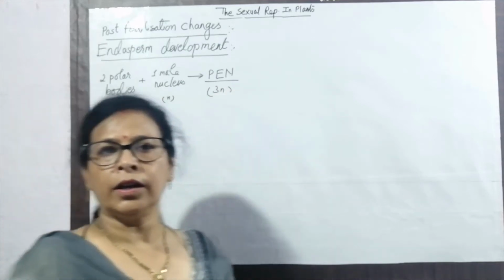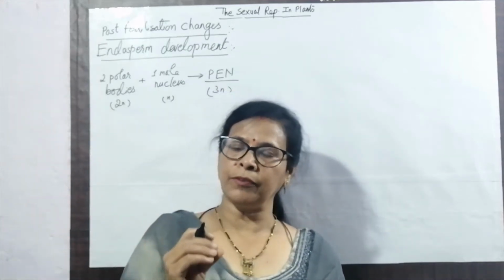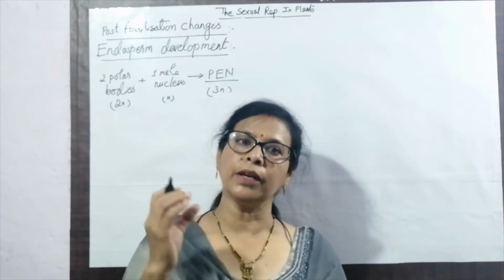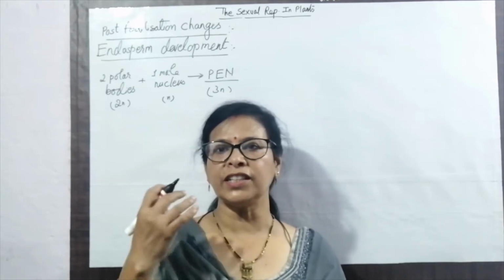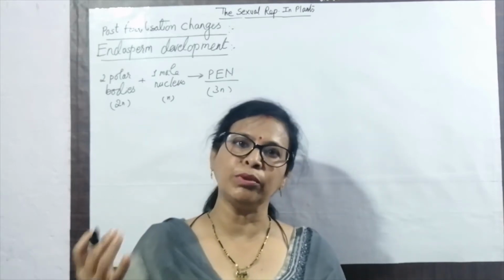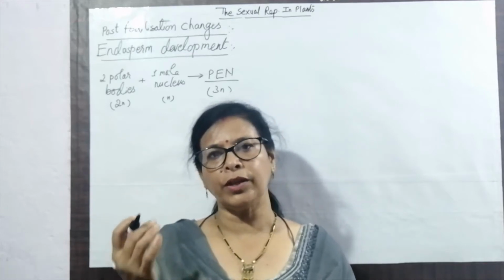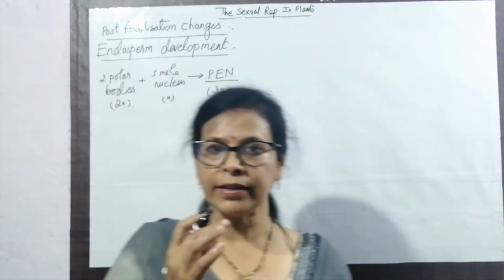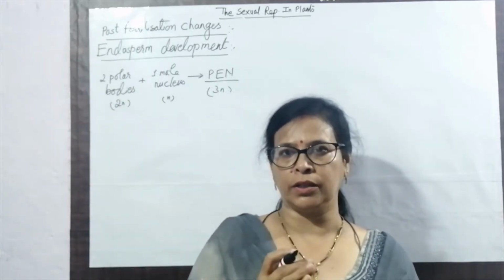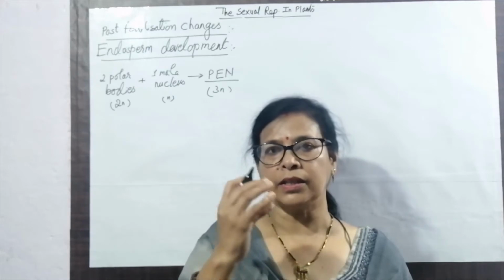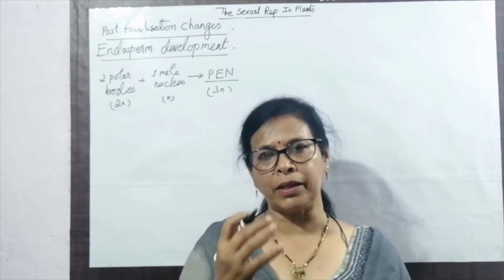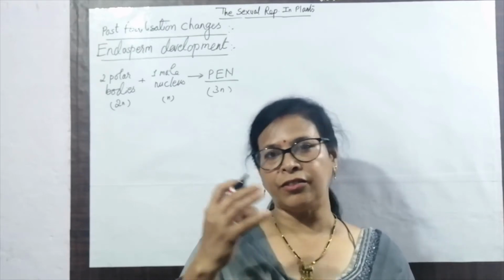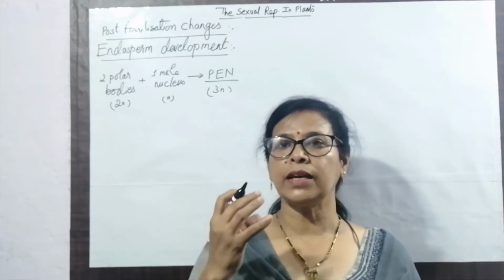This is the result of triple fusion. Due to the triple fusion, the triploid nucleus is formed, and that is the primary endosperm nucleus. The further changes that occur in the primary endosperm nucleus are called the development of the endosperm. As I told you earlier, endosperm is very important because it provides nourishment to the plant. It is a reserve food material taken by the developing embryo, which is converted into seed and the fruit. So that is the endosperm.